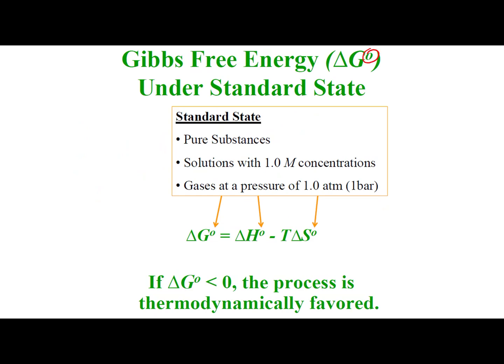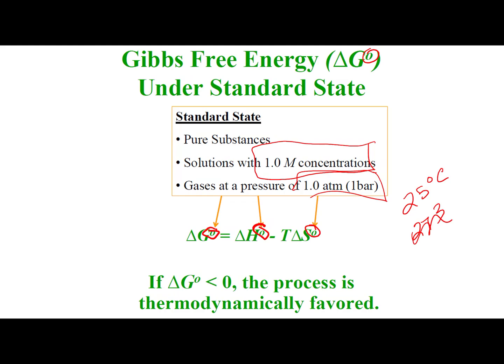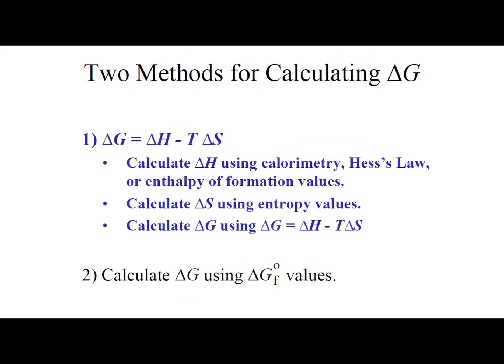You'll often see delta G with a little 0, which is said as delta G naught. Anytime you see this little naught symbol, that means standard conditions or standard state. It means we have pure substances, a concentration of 1.0 molar, and a pressure of 1 atmosphere. Commonly, these occur at 25 degrees Celsius, and we add 273 to that to convert to Kelvin.